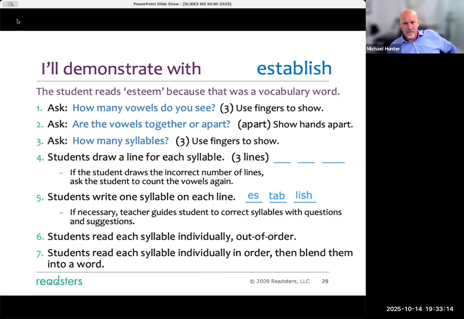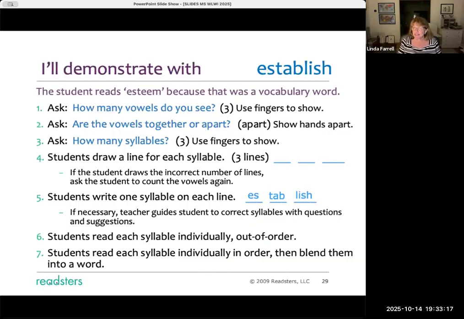Okay, we have a vocabulary word that says esteem, and my guesser student who doesn't take the time or know how to look at multisyllable words goes esteem. And I say, you got the first syllable right. How many vowels do you see? And then they hold up their finger to show me. 3. Are they together or apart? If they're together, I have them go like this. If they're apart, like this. Now they're always going to be apart for closed syllables. So they're apart. How many syllables? Well, if you have 3 vowels, 3 vowel letters, and they're apart, you can have 3 syllables.